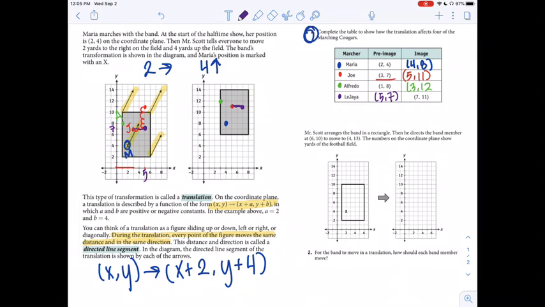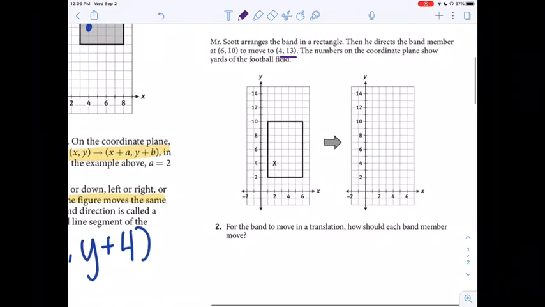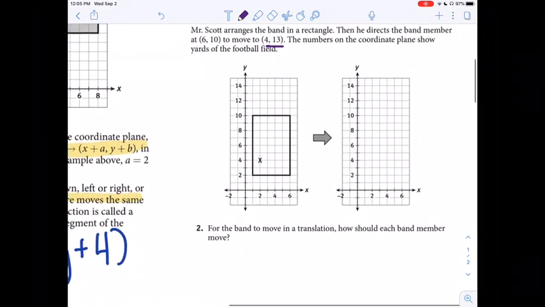Mr. Scott arranges the band in a rectangle. Then he directs the band member at 6-10 to move to 4-13. So the band starts in a rectangle, then they're moving from 6-10 to 4-13. So we'll mark where he ends up, 4-13. This is the final space. So this was the movement that was taking place.